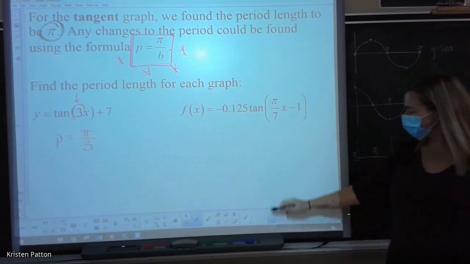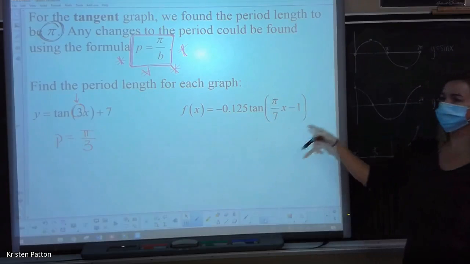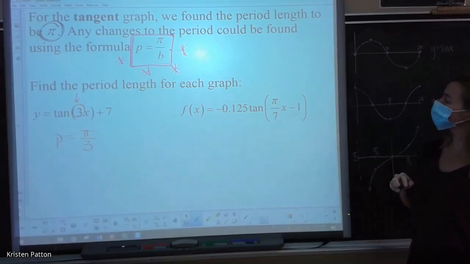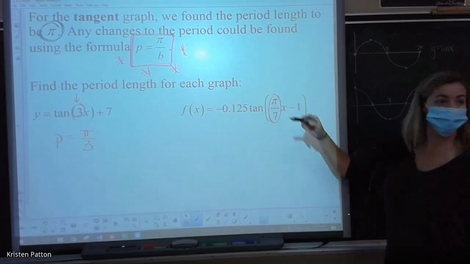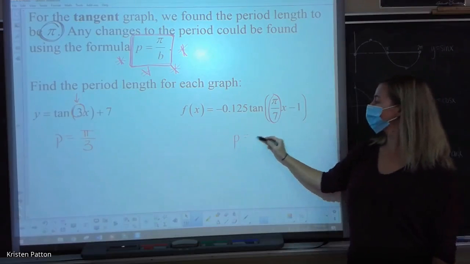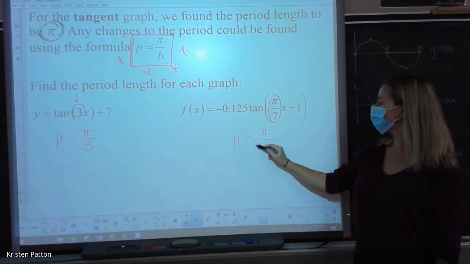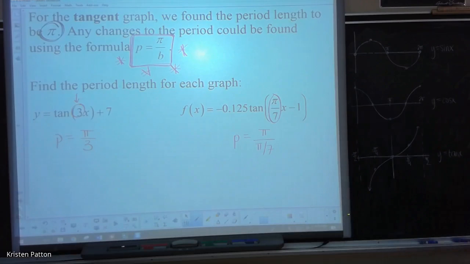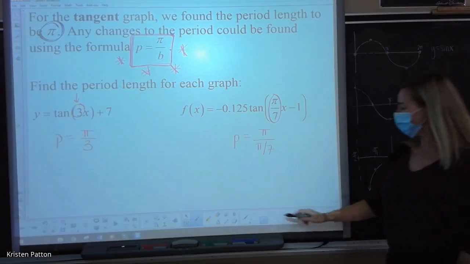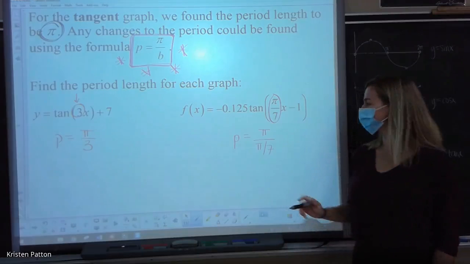Sean, what's my value for B on this second function f of x? Would be pi over 7. Yeah, B is pi over 7. So my period is pi divided by B, which is pi over 7. Very similar arithmetic to what we were doing yesterday. How do we divide by pi over 7, Mohammed?